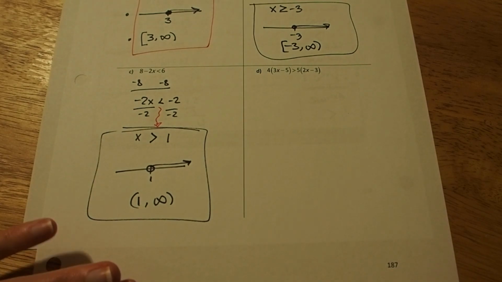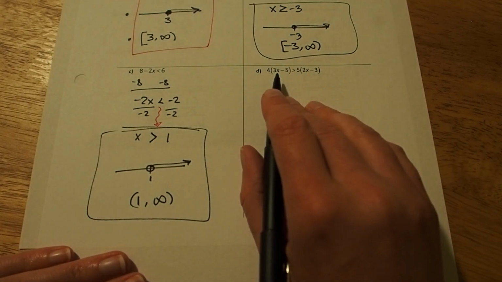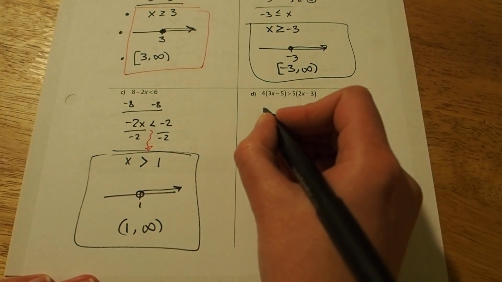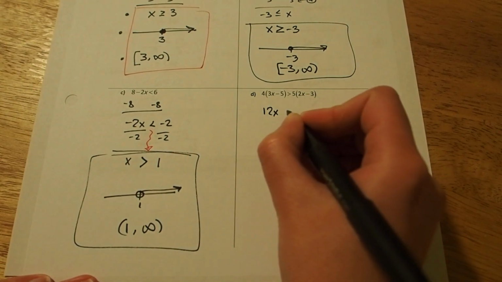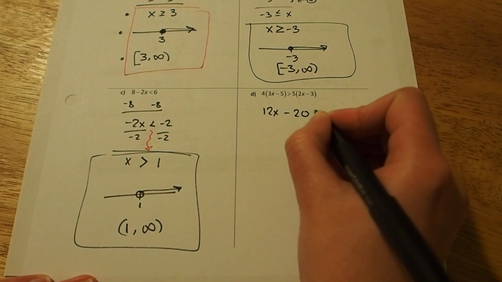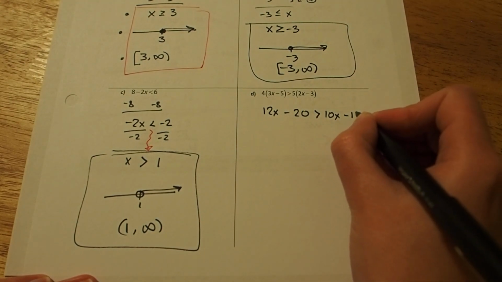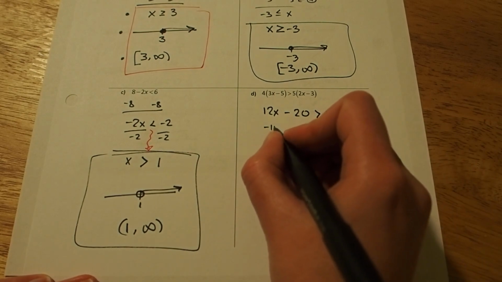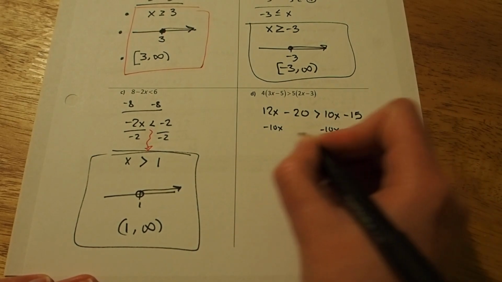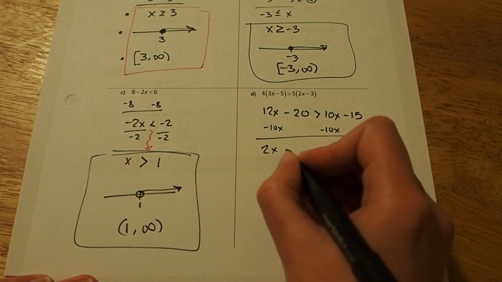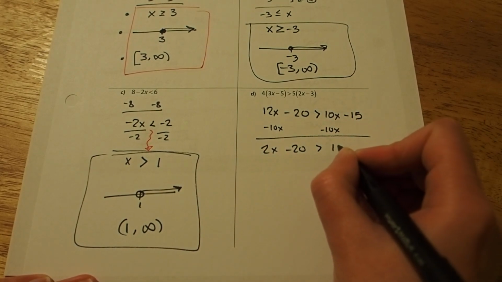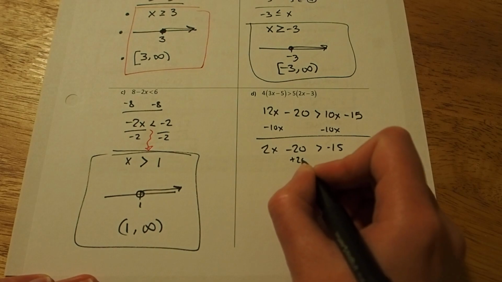Another one, this one's going to have some distributing before I can begin. So I'm going to start with 4 times 3x is 12x, minus 4 times 5 is 20, greater than 5 times 2x is 10x, minus 5 times 3 is 15. Probably want to start by subtracting 10x from both sides to get the x's on the same side. So it's going to give me 2x minus 20 is greater than negative 15, and then adding 20.